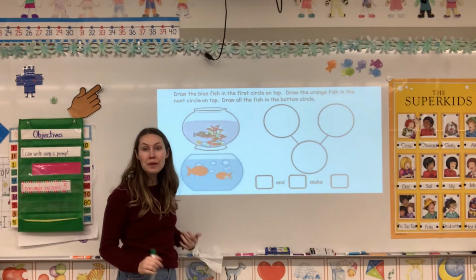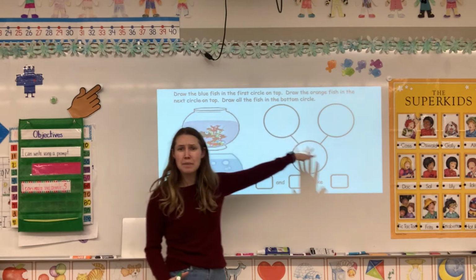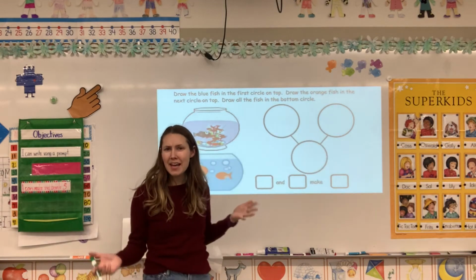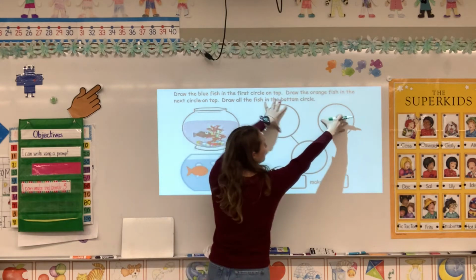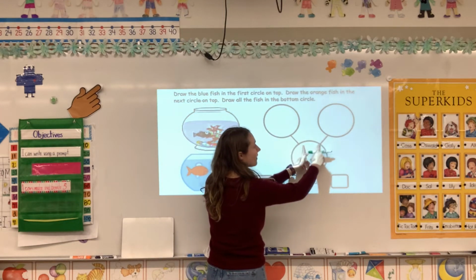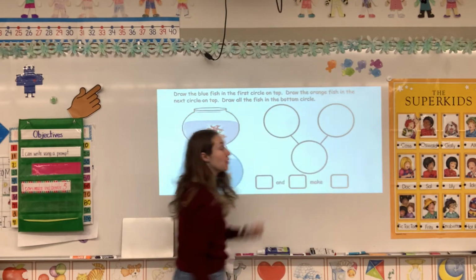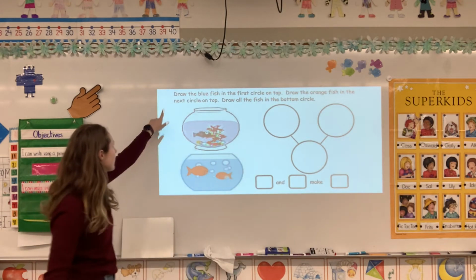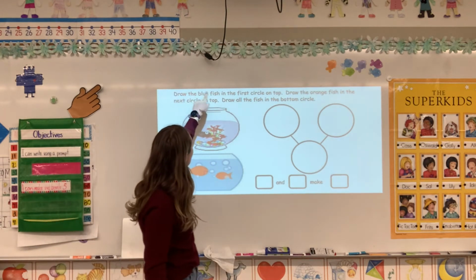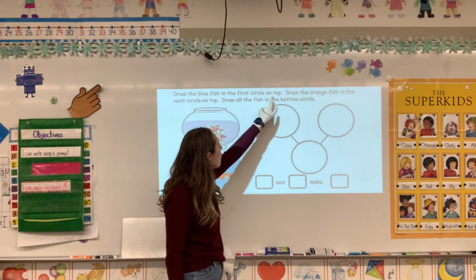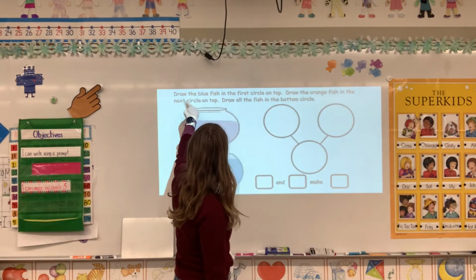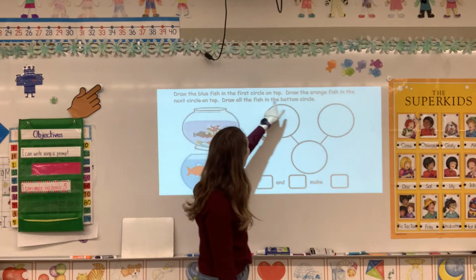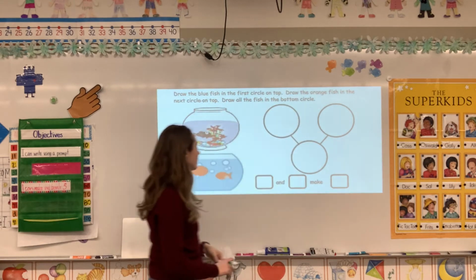Now here, we have a number bond, and it looks like it might be upside down. Does that matter? No, it doesn't matter. We still have the 2 groups, and then the lines that connect them to a big group. So let's read the problem. It says, draw the blue fish in the first circle on top. Draw the orange fish in the next circle on top. Draw all the fish in the bottom circle.